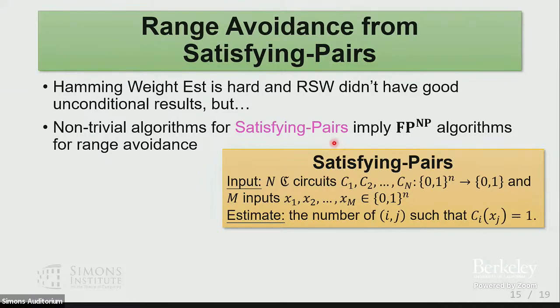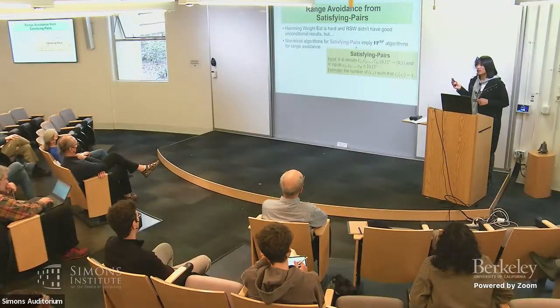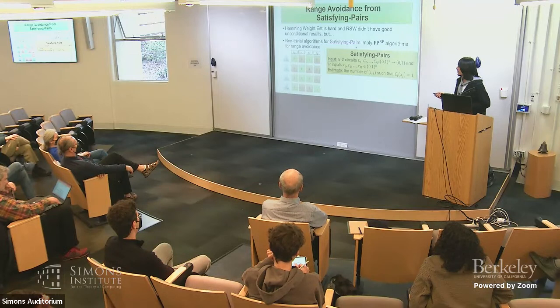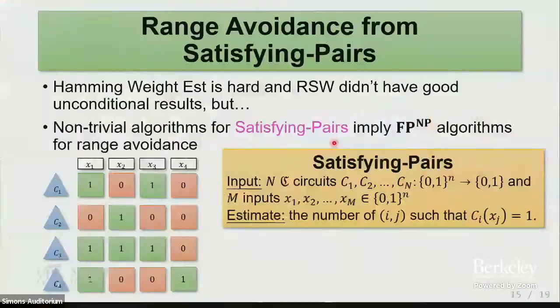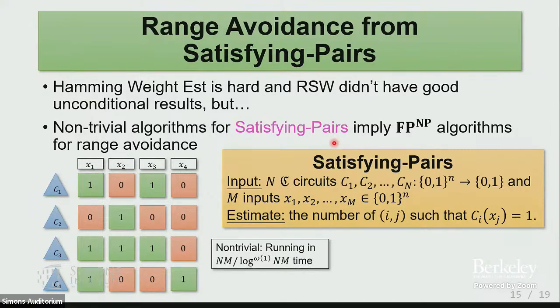So this capital N is like L in the last slide. I guess so. You can think of it as a table where rows are circuits and the columns are inputs. The entry is 1 if the circuit accepts the input and is 0 otherwise. You want to estimate the fraction of entries that are 1. But you want to do it in non-trivial time, which means you don't have time to construct the whole table. Your input size is roughly N plus M, but the table size is NM, so you want to beat this trivial NM time.